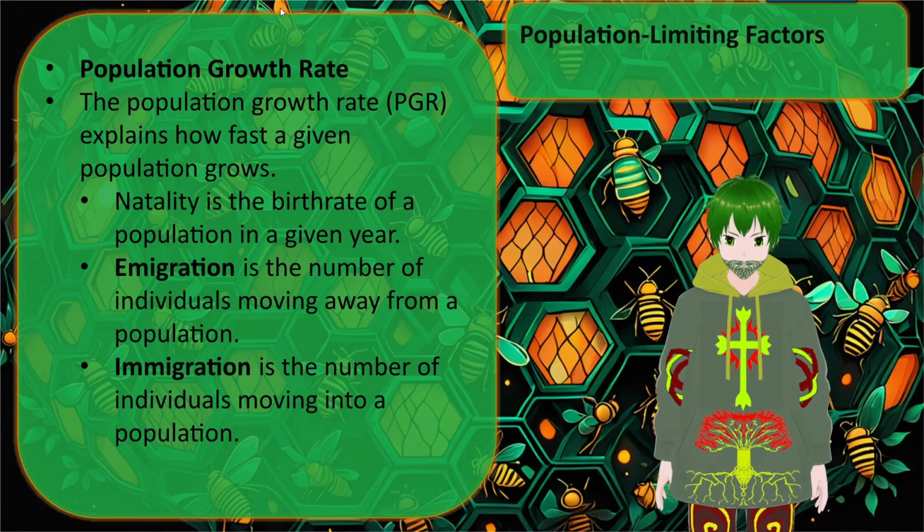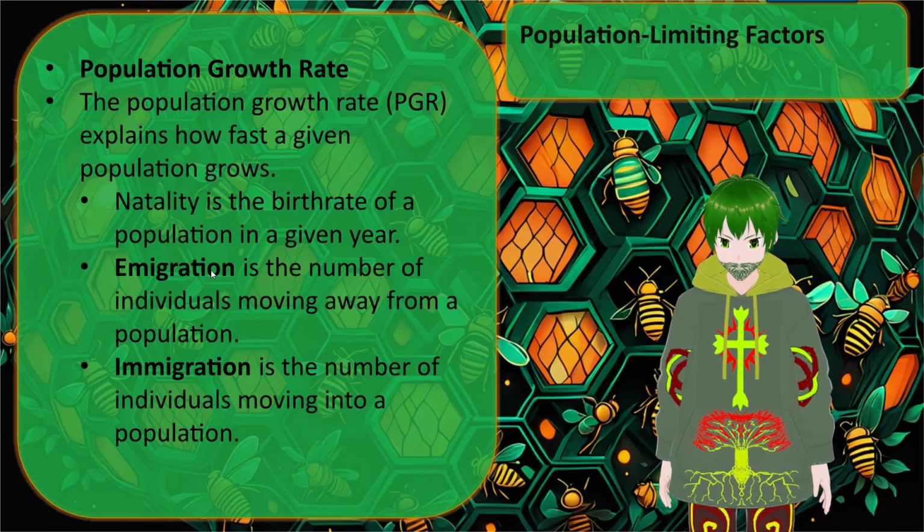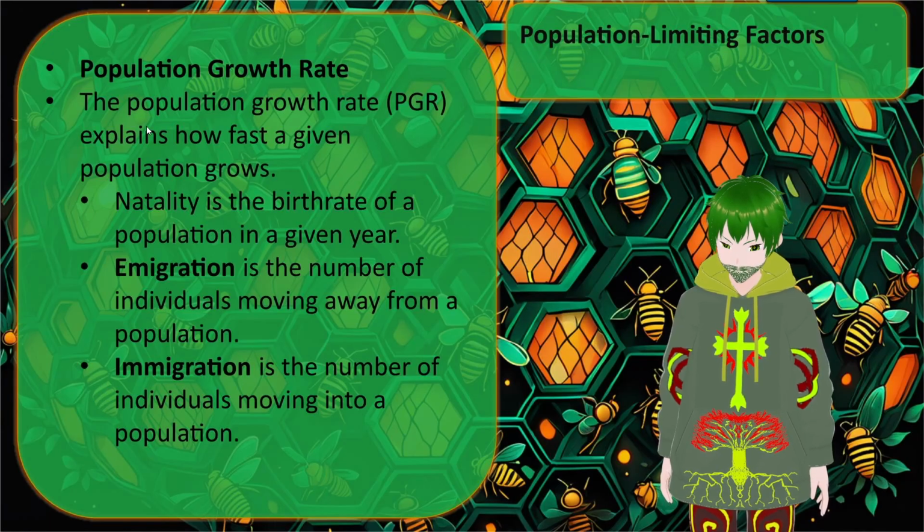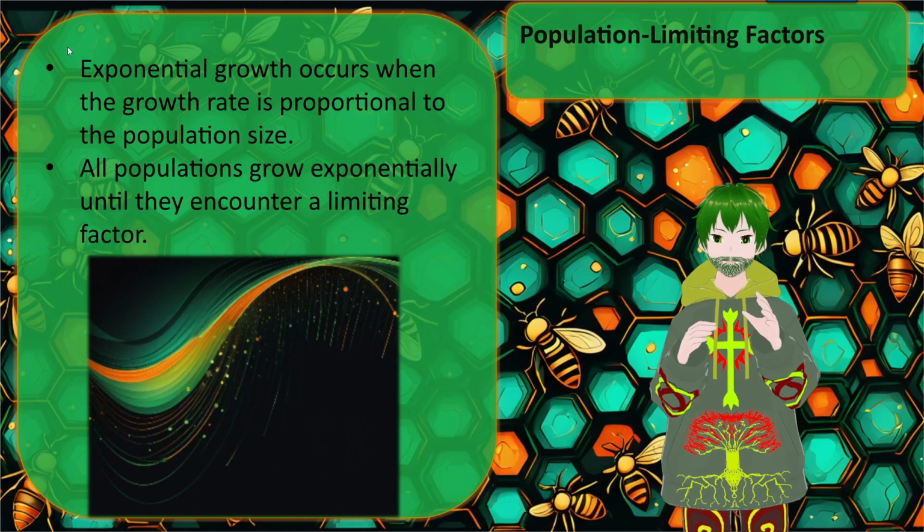And that affects the growth rate, right? Because if your immigration is greater than your emigration, your population's growing. If your emigration is greater than your immigration, your population will be declining. Hopefully that makes sense.